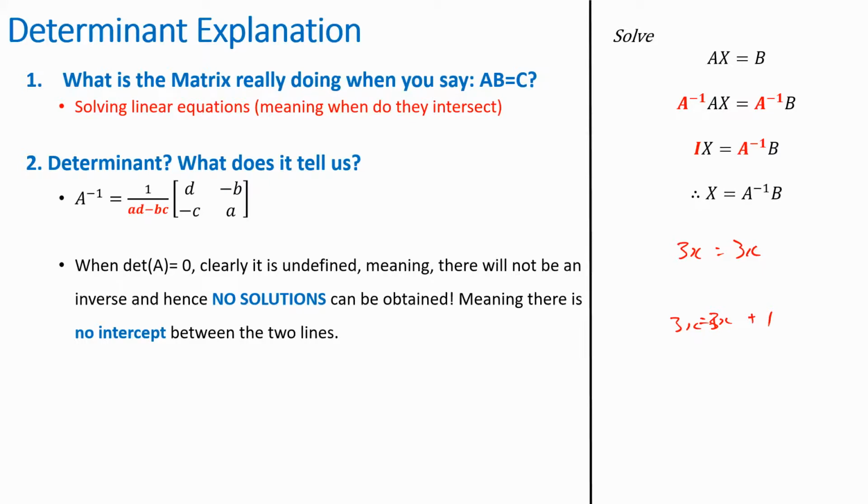Okay? So when will you have a solution? When will you actually have an intersection? When will it be possible? Yeah, greater than 0 or less than 0, as long as it's not 0. So if the determinant of A doesn't equal 0, it's possible. And that just means A inverse exists. If this exists, you've got a solution. If you've got a solution, it means they intersect. It means it has to have one intersection.